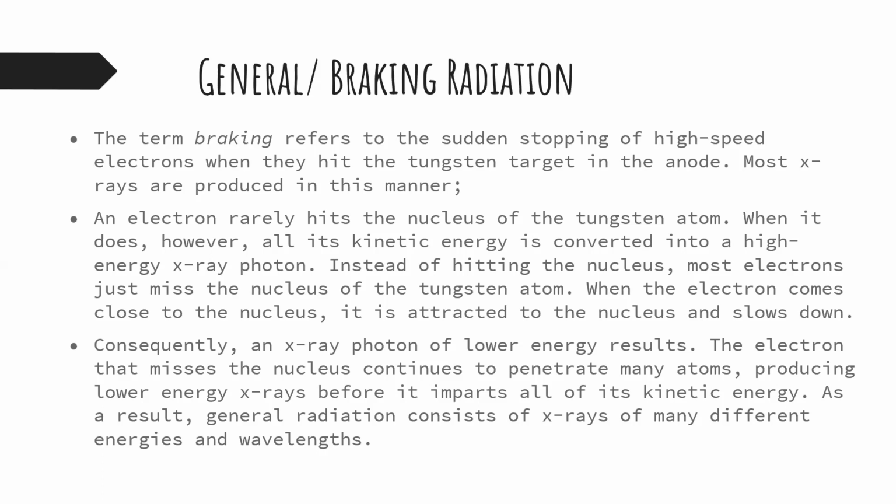So when the electron comes close to the nucleus, it is attracted to the nucleus and it slows down. Consequently, an X-ray photon of lower energy results, and the electron that misses the nucleus continues to penetrate many atoms, producing lower energy X-rays before it imparts all of its kinetic energy. As a result, general radiation consists of X-rays of many different energies and wavelengths.